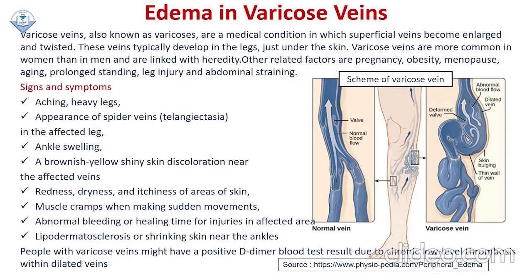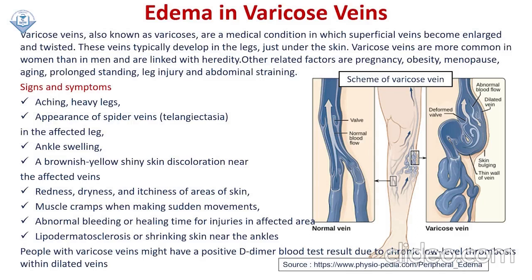Next possible problem is edema in varicose veins. Varicose veins are also known as varicosities. It is a medical condition in which superficial veins become enlarged and twisted, and this vein problem typically develops in legs just under the skin. They are more common in women than in men, and they are linked with heredity.